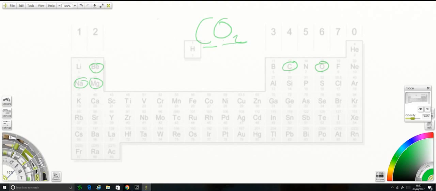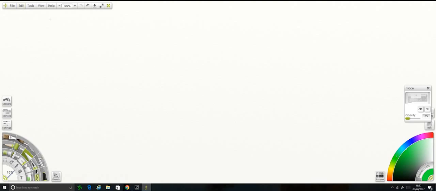And this kind of links to another point. Now let's say I've got lithium here, so I can get rid of the opacity now. Let's say, for example, I've got lithium. Lithium as itself is an element, right?